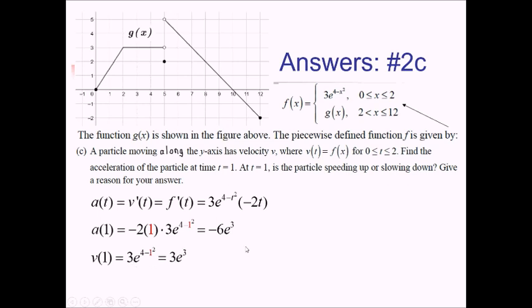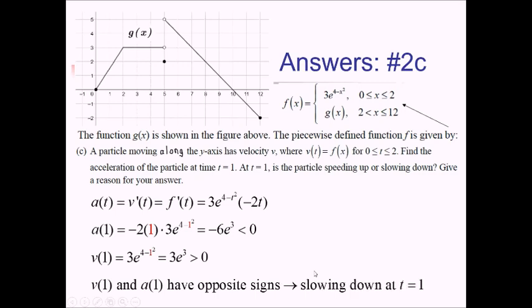Now comparing these, negative 6e cubed is negative. 3e to the third is positive. We observe that v of 1 and a of 1 have opposite signs. Therefore, our particle must be slowing down at time 1, since velocity and acceleration are working against each other.